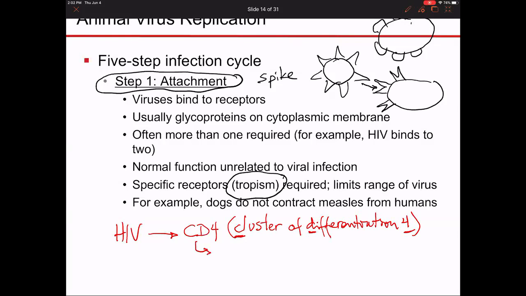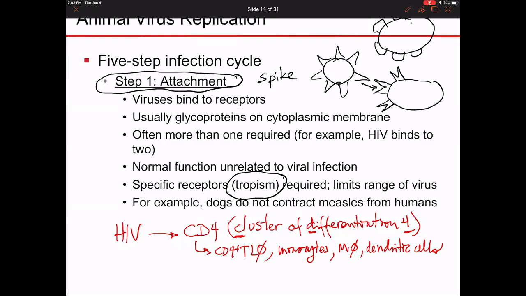It's expressed on CD4 positive T lymphocytes. It is expressed on monocytes, on macrophages, and on dendritic cells. But that molecule is not expressed, let's say, for example, in the liver. And that is the reason why the virus doesn't infect the liver.